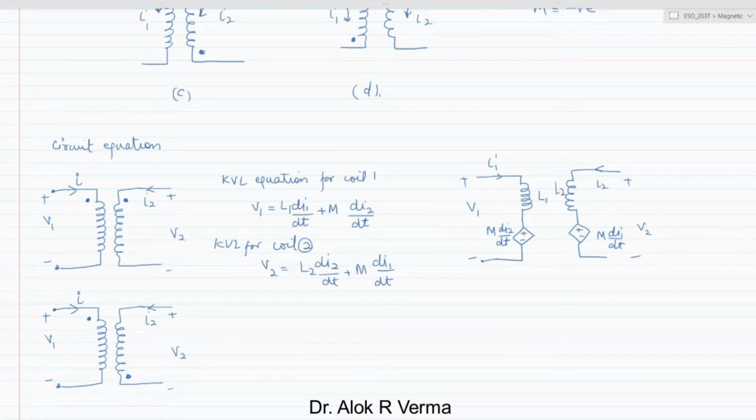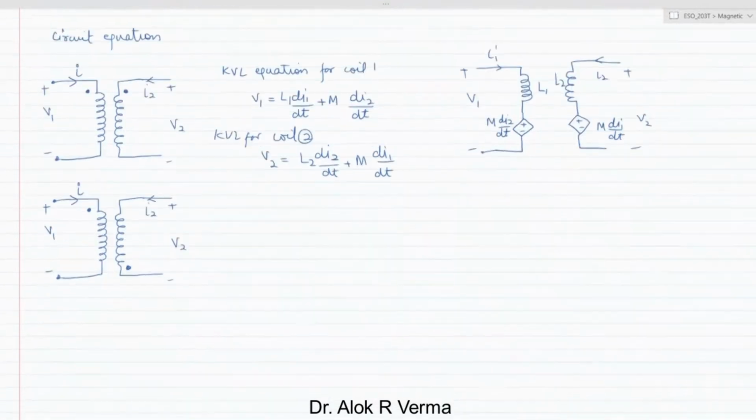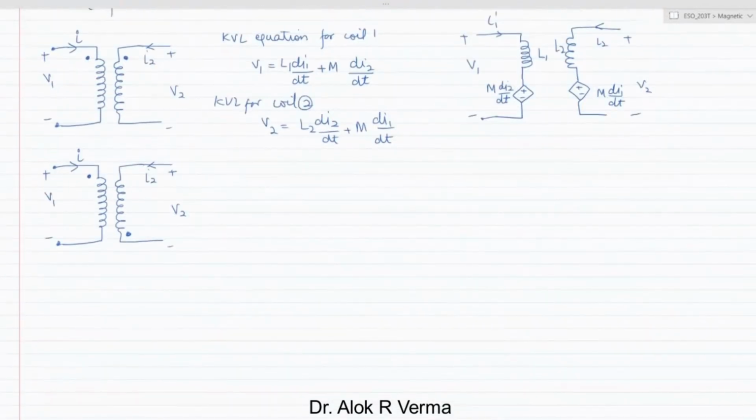So this is the equivalent circuit. Equivalent circuit means the equation which we have understood as a voltage drop, right? So this is how we have drawn. Similarly, if you see the second case, here if we apply KVL for coil 1, this is coil 1 and this is coil 2. So V1 can be written as L1 di1 by dt and M di2 by dt.